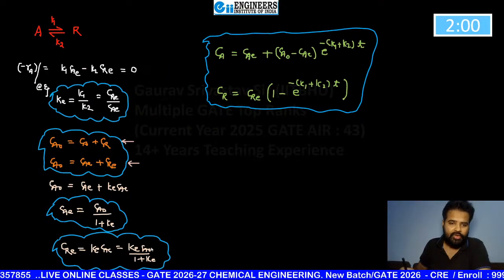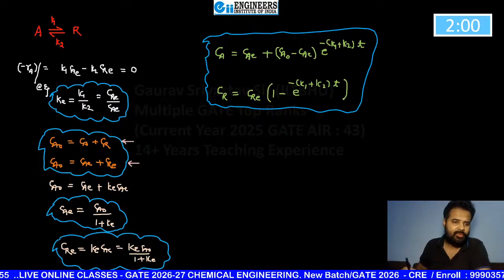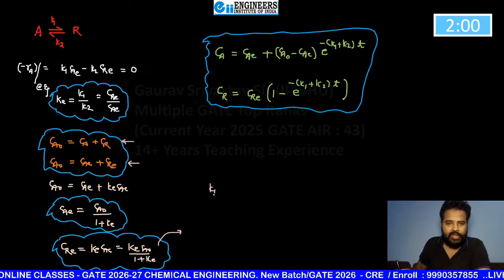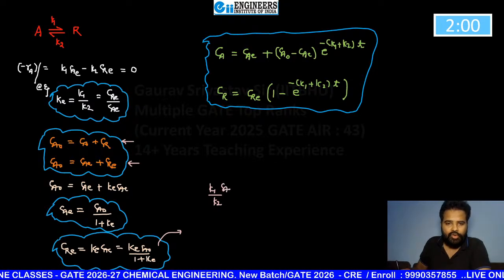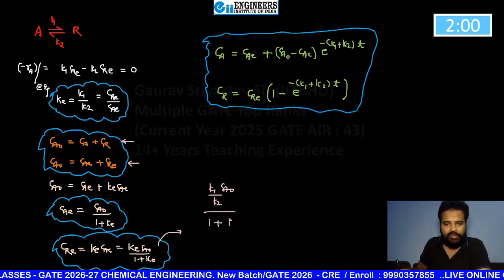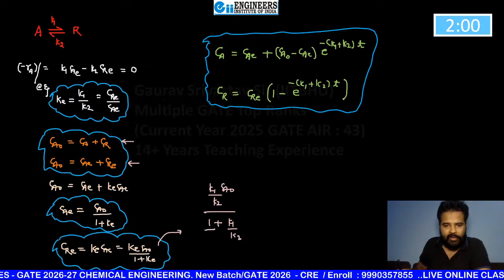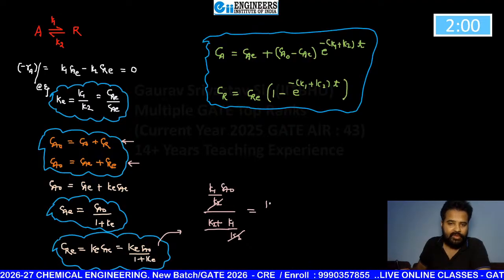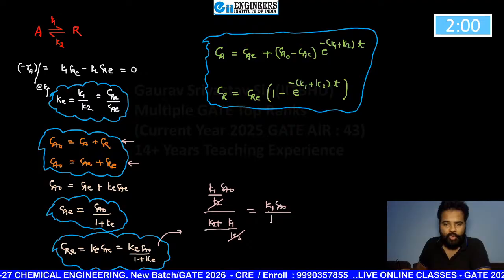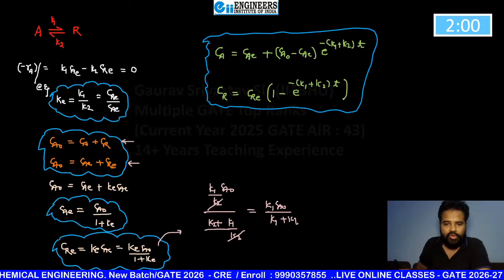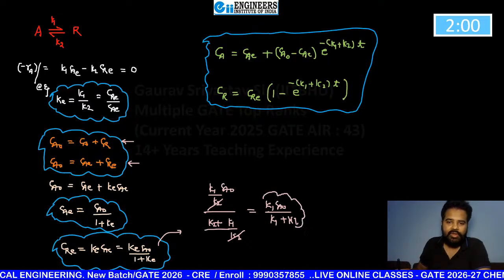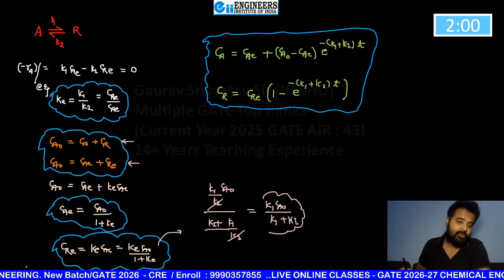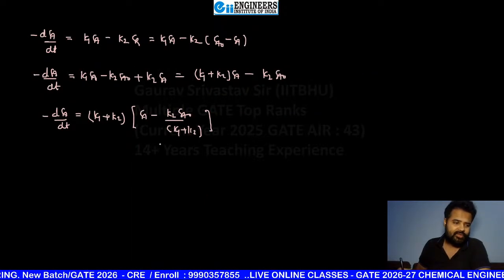K2 Ca naught upon K1 plus K2 is the same. How is it the same? Wait, I'm showing you. See this expression. K was K1 by K2. So K1 by K2 Ca naught, and whole upon 1 plus K1 by K2. I can take LCM here, then K2, K2 cancel. Now you can see beta, it is nothing but K1 Ca naught upon K1 plus K2. So same expression.